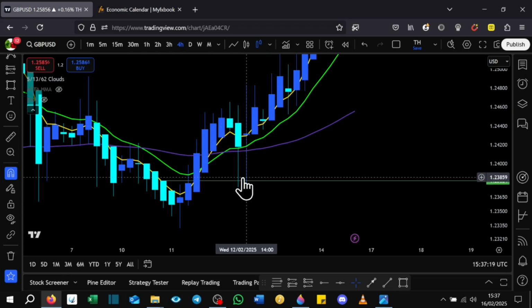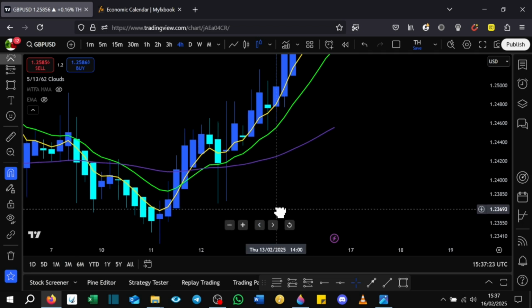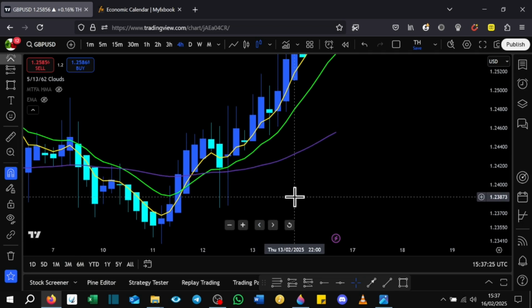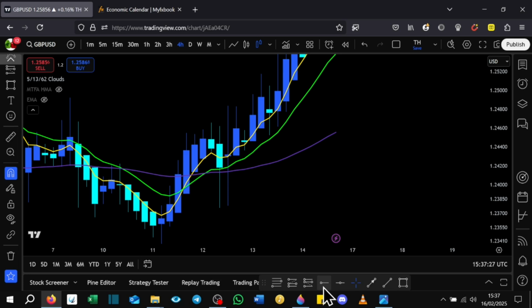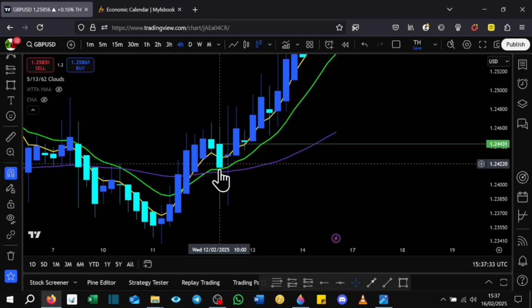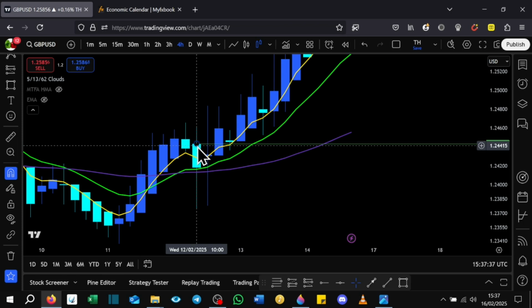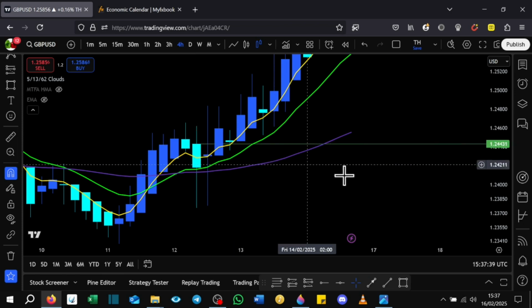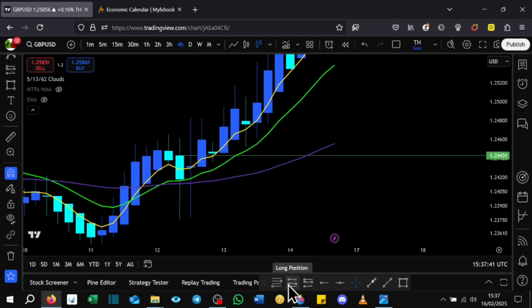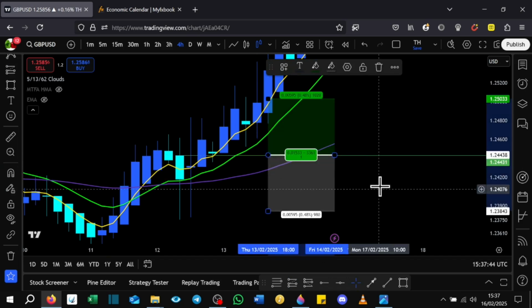The 13 EMA alert's gone off, but what we could have done, what I should have done, is set a buy stop on this candle here. The candle that has gone through the 13 EMA alert, we set a buy stop on the opening of that candle there, and we go for here. So this is a buy stop.